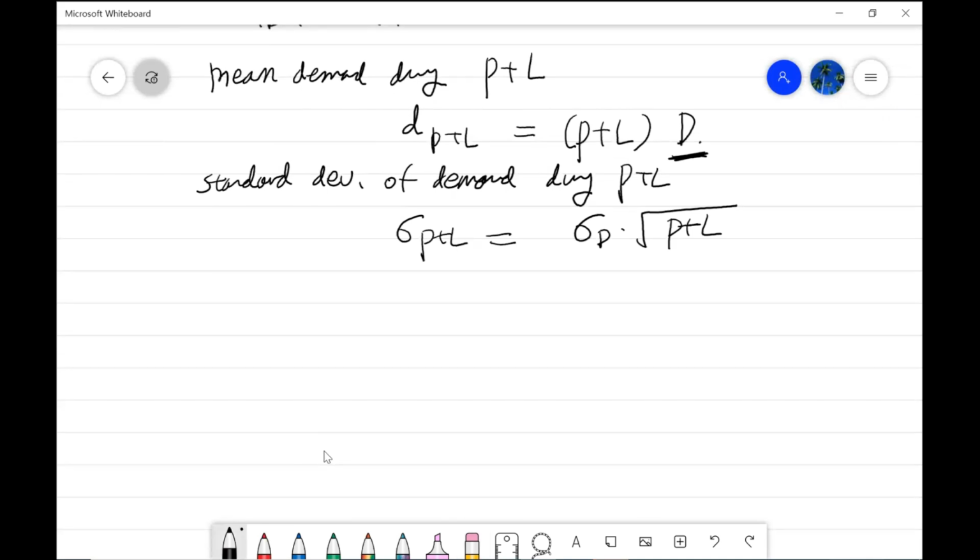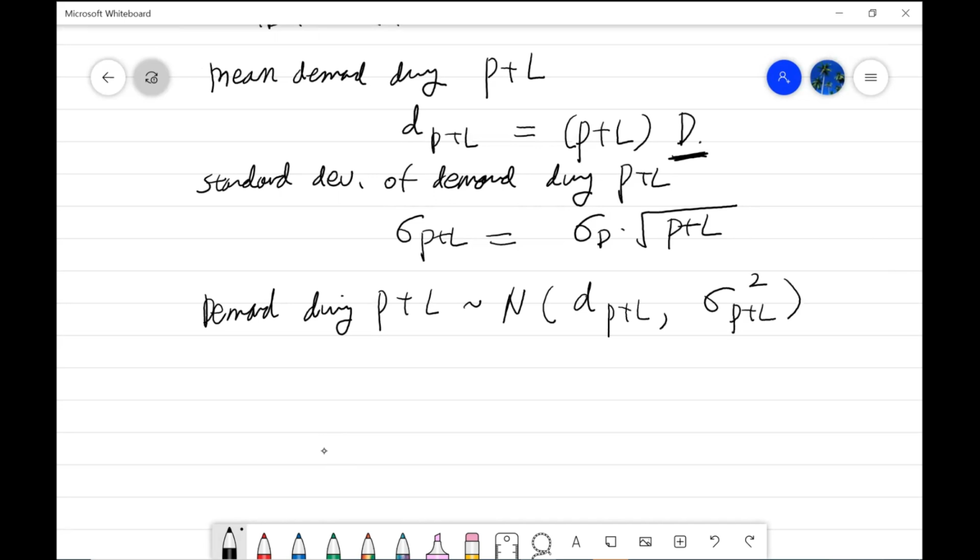The demand during the P plus L time, the review period plus the lead time, follows a normal distribution with mean D(P+L) and variance sigma P plus L squared. Under this, that is the target inventory level.